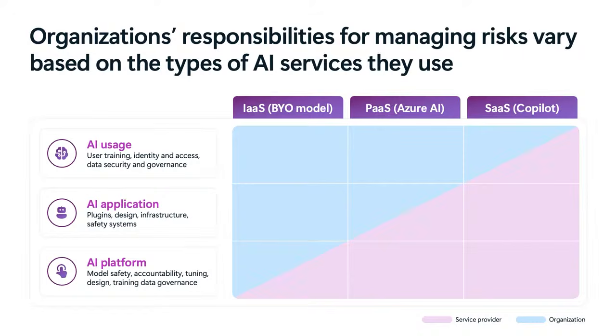With SaaS applications like M365 Copilot, Microsoft handles the majority of safety features. Your responsibility is more focused on user training, identity and access, and data security. With PaaS solutions such as Foundry, Microsoft provides platform-level security and responsible AI commitments. We scan open models onboarded to the model catalog to verify they are free from bad code. And then you, as the users, will take responsibility for the application design, the plugins, infrastructure, and safety systems.